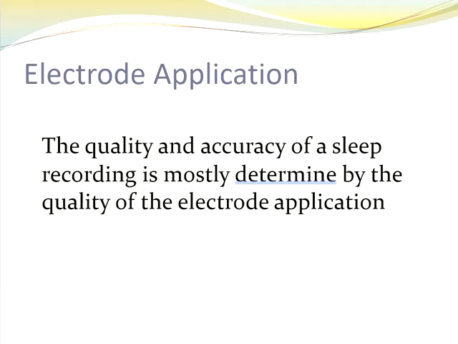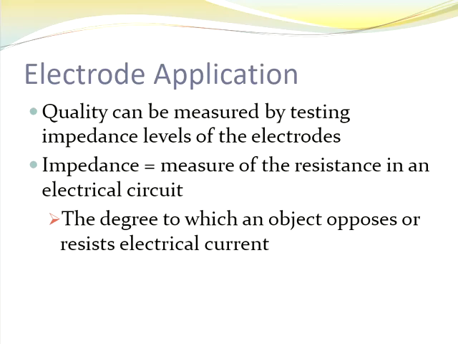Our electrode application really does determine the quality and accuracy of the recording that we're doing. So it's so important to focus and work on the skills necessary to be able to do a good quality electrode application. How we measure the quality of the application is by measuring the impedance level, and impedance is another term for the measurement of the resistance in the electrical circuit. The definition of resistance is just the degree to which the object opposes or resists the electrical current.